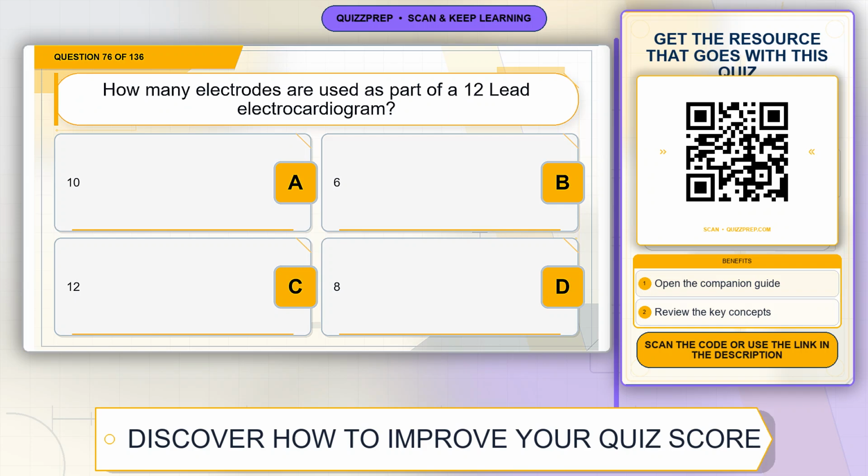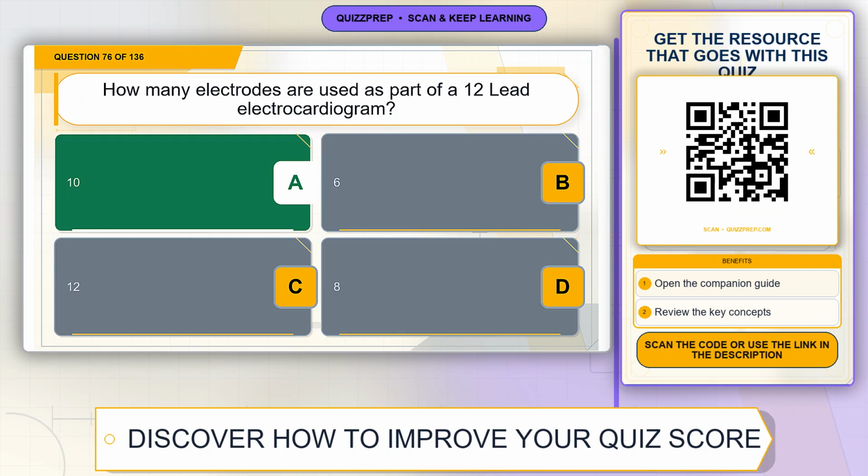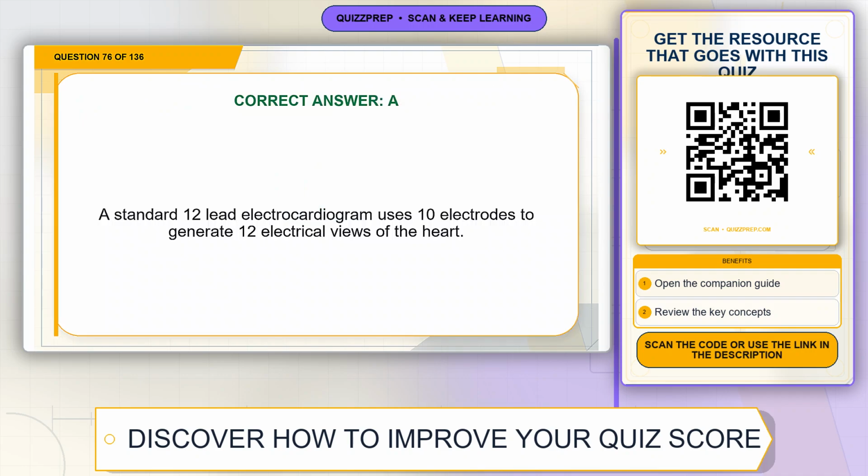Question 76. How many electrodes are used as part of a 12-lead electrocardiogram? Option A, 10. Option B, 6. Option C, 12. Option D, 8. The correct answer is option A, 10. Explanation. A standard 12-lead electrocardiogram uses 10 electrodes to generate 12 electrical views of the heart.